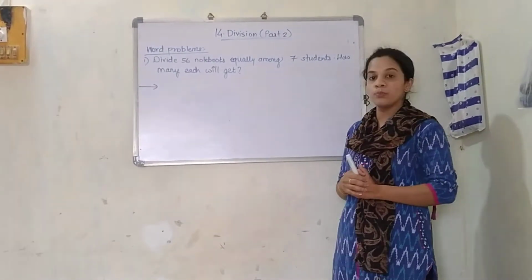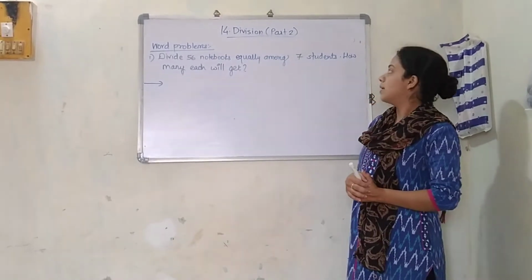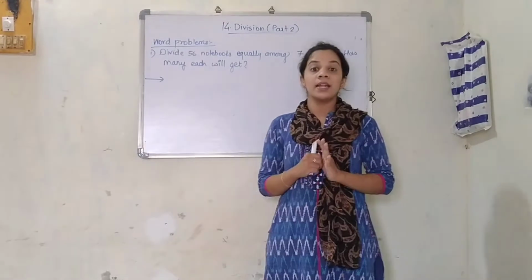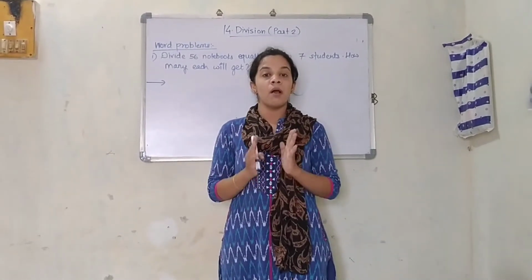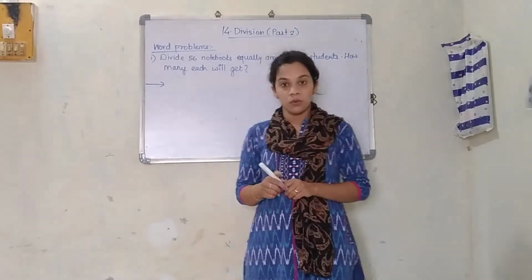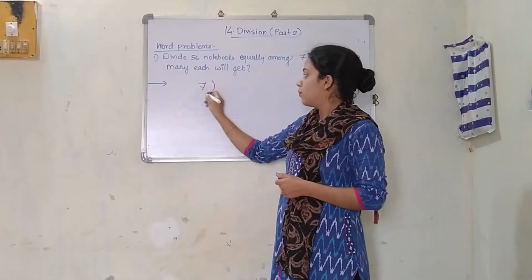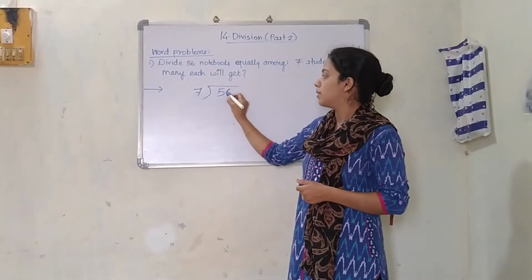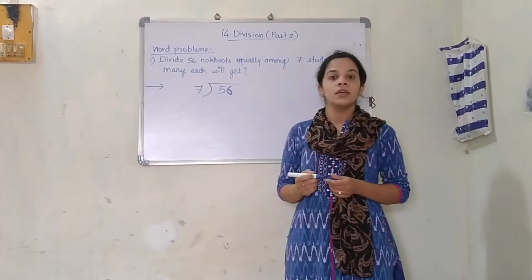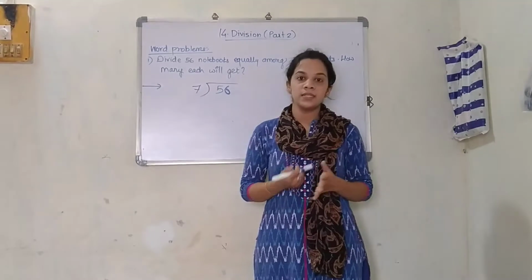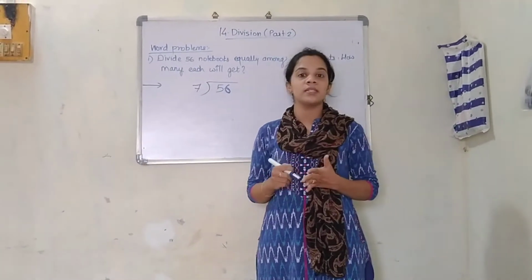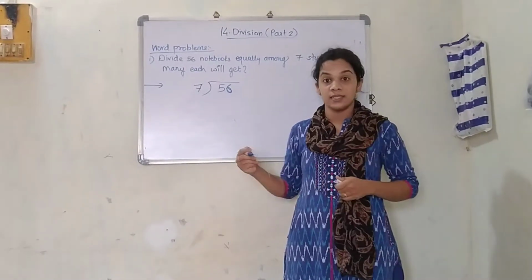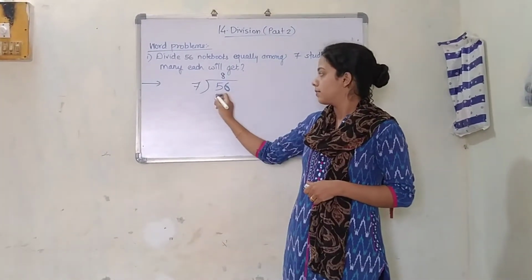Divide 56 notebooks equally among 7 students. There are how many notebooks? 56 notebooks. And the teacher has told you to divide them among 7 students. So 7 will be here, 56 will be here. So you are going to say the table of 7. 7 ones are 7, 7 twos are 14, 7 threes are 21, 7 fours are 28, 7 fives are 35, 7 sixes are 42, 7 sevens are 49, 7 eights are 56.